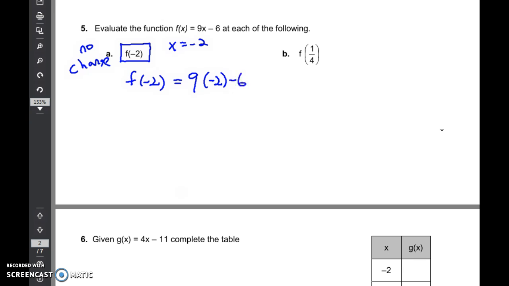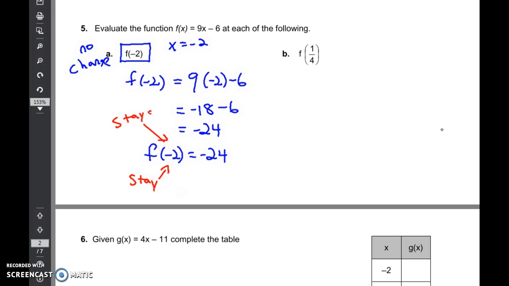You can do this on your calculator. 9 times negative 2 minus 6. Well, 9 times negative 2 is negative 18, minus 6 is negative 24. So a good way to write it in its final form is like this. Again, the negative 2, it stays. Please don't do anything with this. It stays, it stays, it stays. Okay?